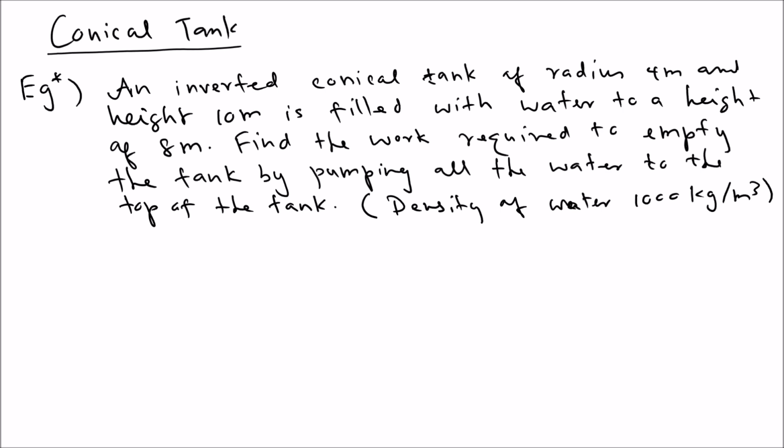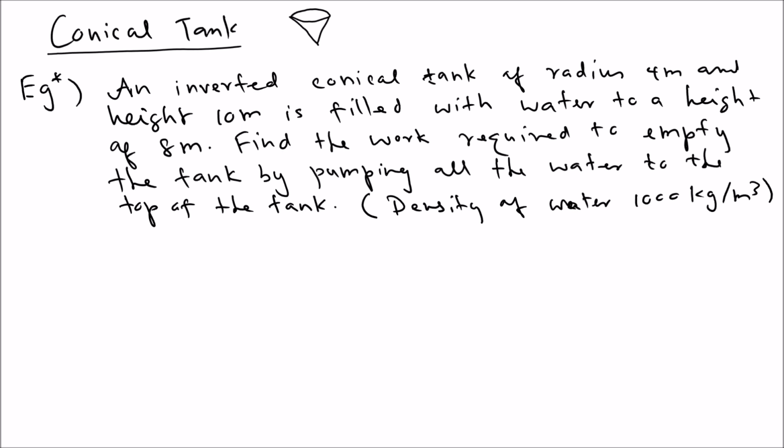It says, an inverted conical tank of radius 4 meters and height 10 meters is filled with water to a height of 8 meters. Find the work required to empty the tank by pumping all the water to the top of the tank. Again, an inverted conical tank. Inverted means upside down, like that. So it's inverted this way. You have a conical tank, but it's upside down.